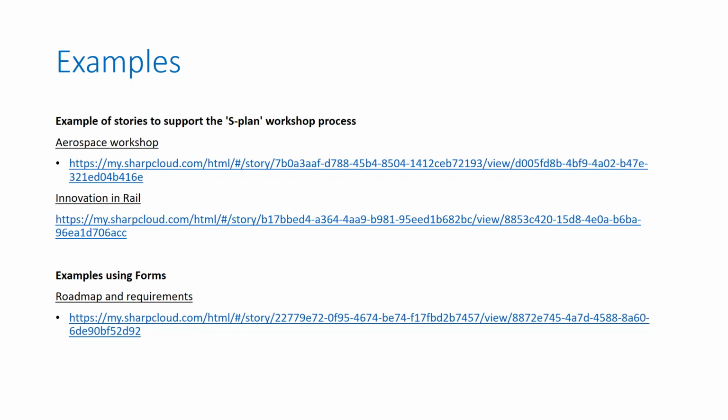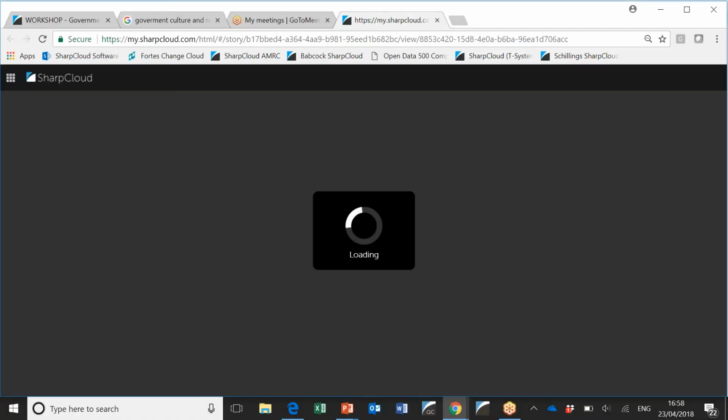Now we've got some other example stories that follow an S-plan workshop process. S-plan and T-plan are methodologies developed by the Institute for Manufacturing at Cambridge University. Now the aerospace workshop story is actually available on our public instance of SharpCloud. So I won't go into that at the moment, but you'll find it available in the public gallery or the public library. But I'll just quickly take you into one that is a project that we're currently working on.